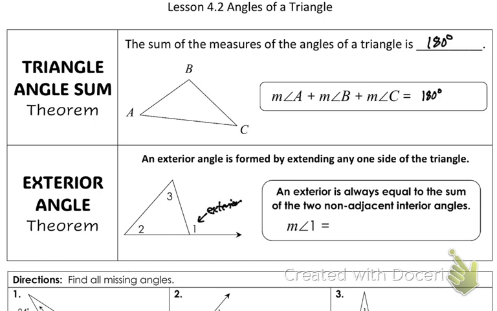Well, an exterior angle always equals the sum of the two non-adjacent interior angles. Those two angles are right here. So basically, 2 plus 3 equals 1. Probably not good if you're an algebra teacher saying that. But in this case, 2 plus 3 equals 1. I'm talking about the angle. So here it says measure of angle 1. Well, measure of angle 1 would equal the measure of angle 2 plus the measure of angle 3.